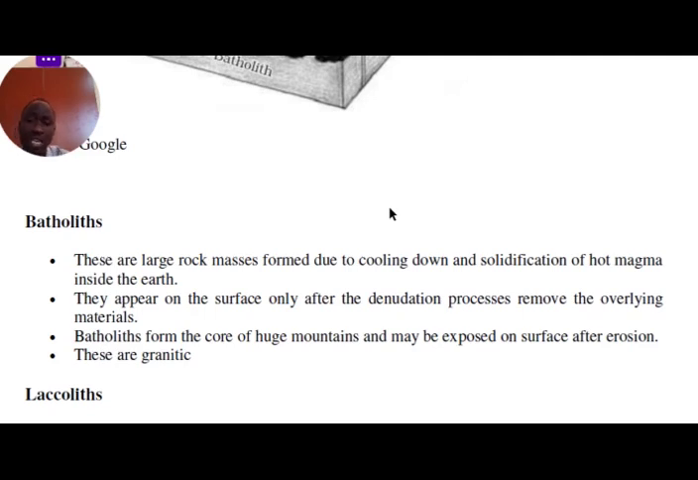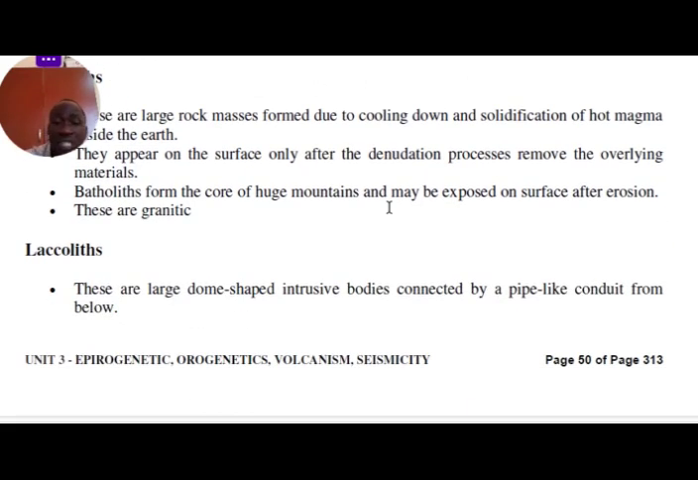When you move on, they are saying the batholiths form the cores of huge mountains, and they may be exposed on the Earth's surface after erosion. They are saying these are granite in nature. In other words, they are of hard, resistant rock material.